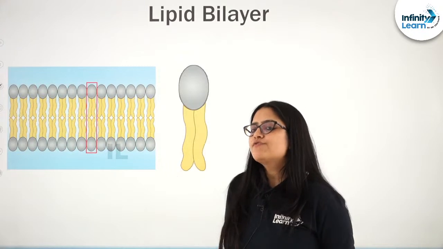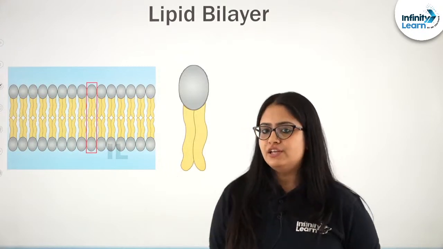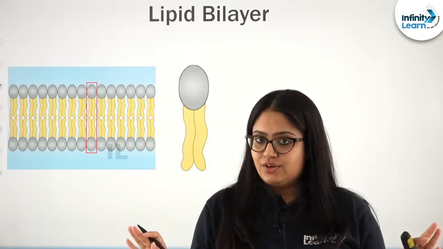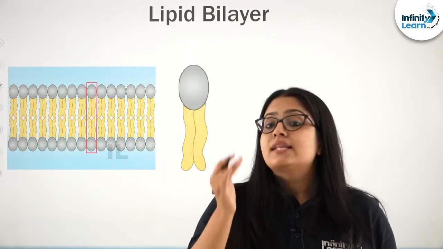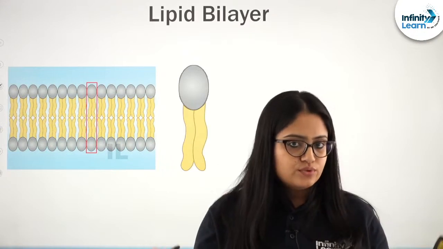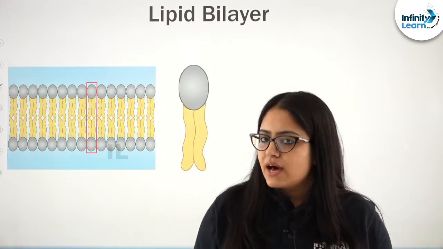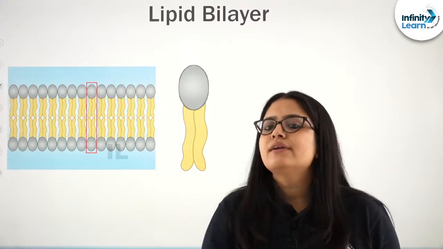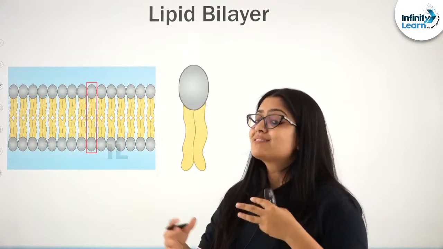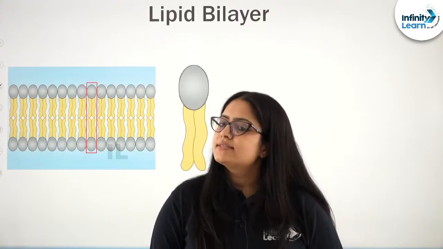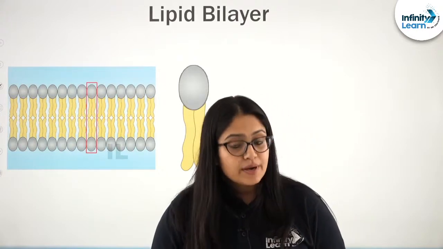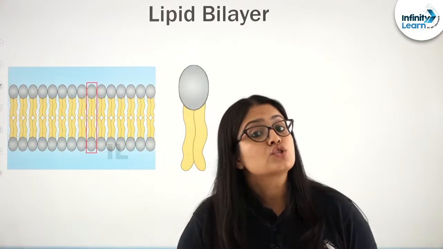But in bilayer form also they have some specific arrangement. They are not randomly arranged, right? Very important. Please focus on this word, that these lipid molecules inside the bilayer are not randomly arranged, rather there is a systematic arrangement. So let us see what is that arrangement and why it is so.